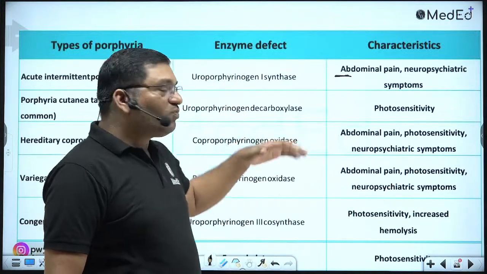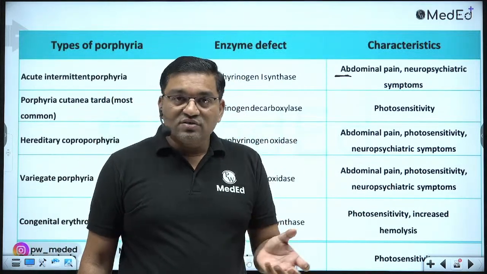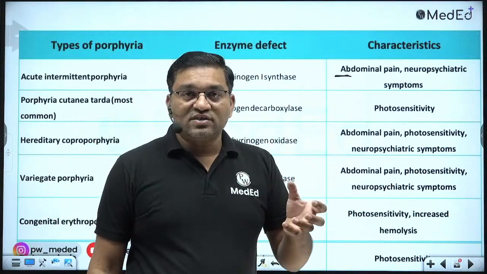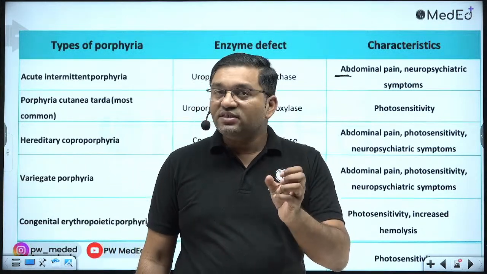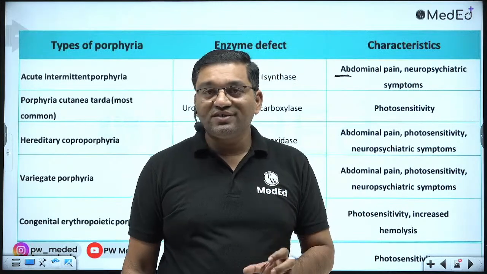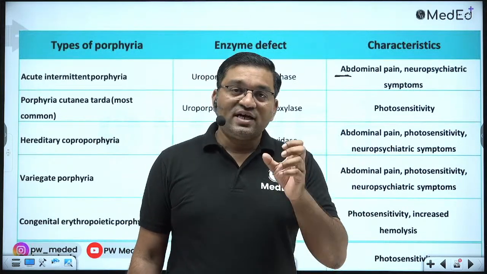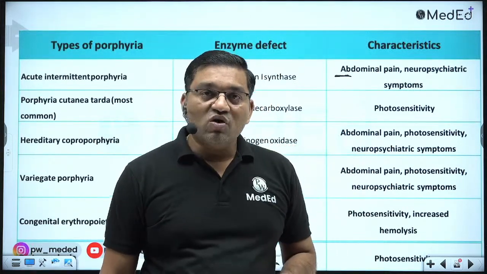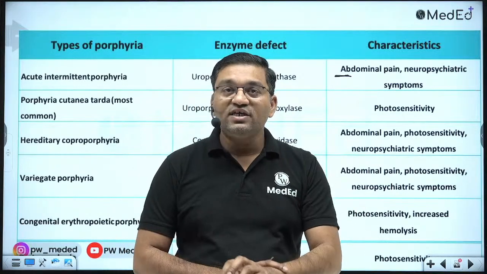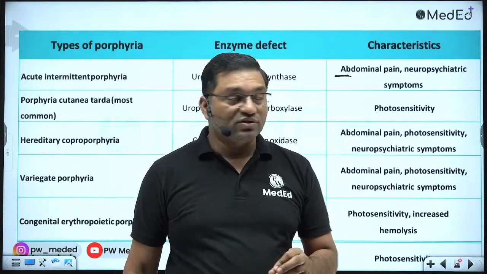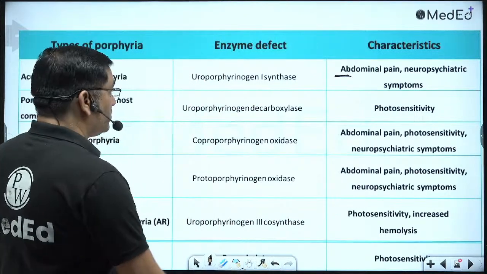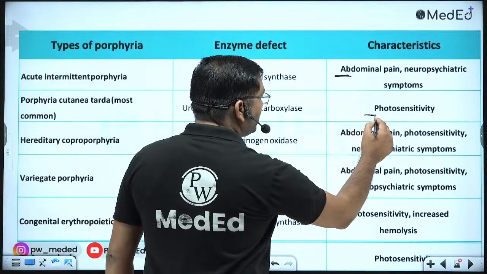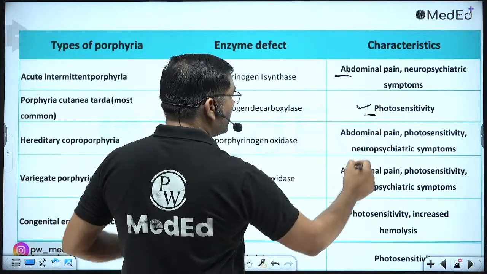Once uroporphyrinogen synthesis occurs, these uroporphyrins are converted into porphyrins, and porphyrins generate reactive oxygen species that damage the lysosomes. Release of lysosomal enzymes occurs, which causes photosensitivity or cutaneous skin lesions. So after the synthesis of uroporphyrinogen, there is photosensitivity. So photosensitivity is there in porphyria cutanea tarda.